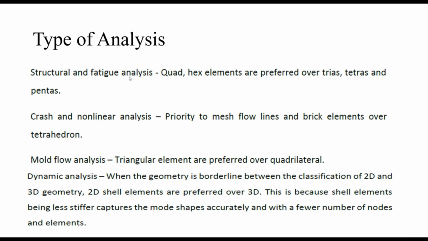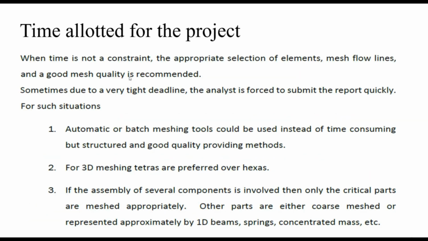So coming to dynamic analysis, and depending on the type of geometry also, we have lots of types of elements that can be selected. Then the final factor is the time allotted for the project. For every project there will be some time. Based on the time, you can use the automatic mesh generation tools, or otherwise you can do manual meshing by setting up every mesh control and checking the mesh. Automatic or batch meshing tools could be used instead of time consuming but structured, good quality providing methods.